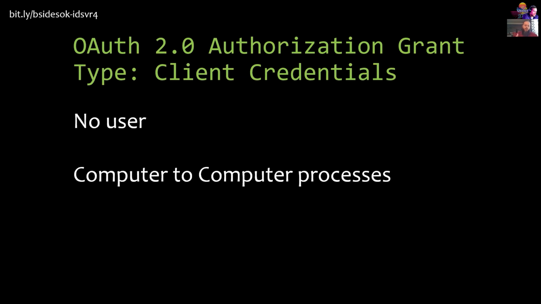And so the client itself is going to be the Windows service or the console, and it's going to interact with the authorization server to get permission to then call the API.